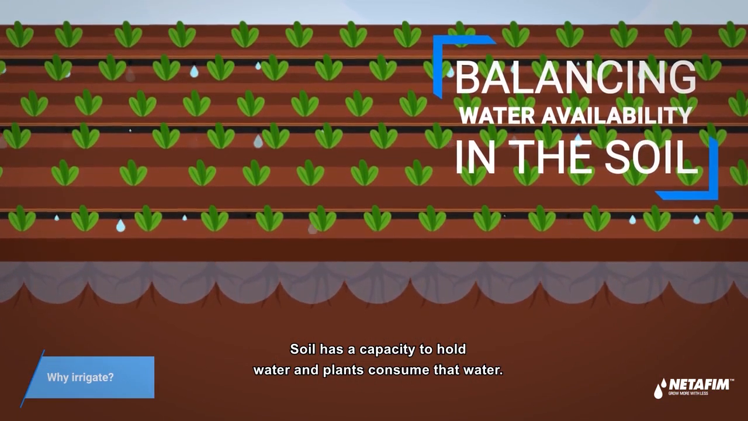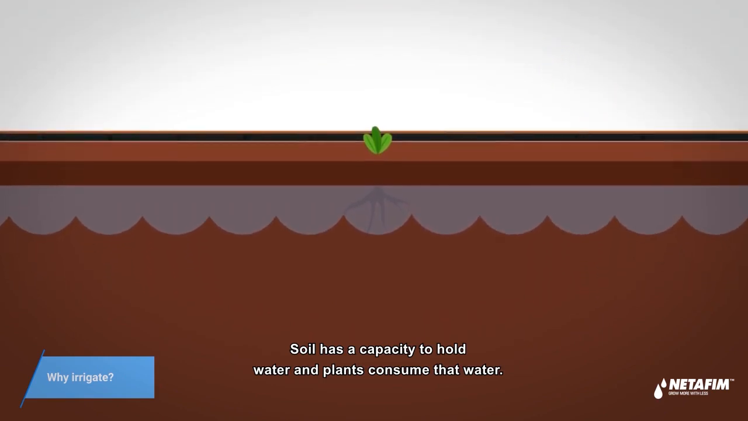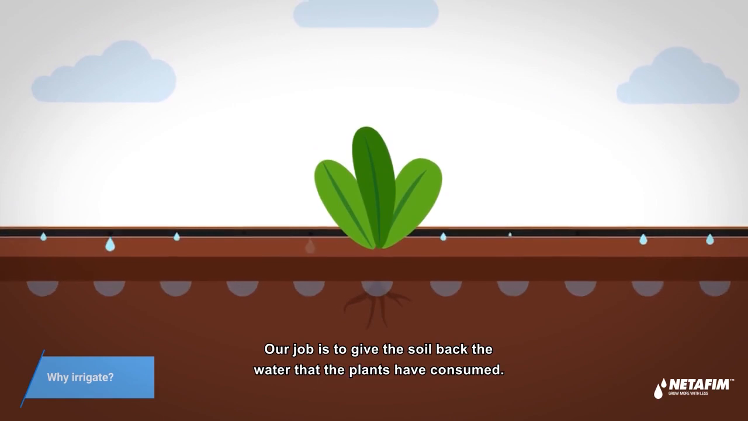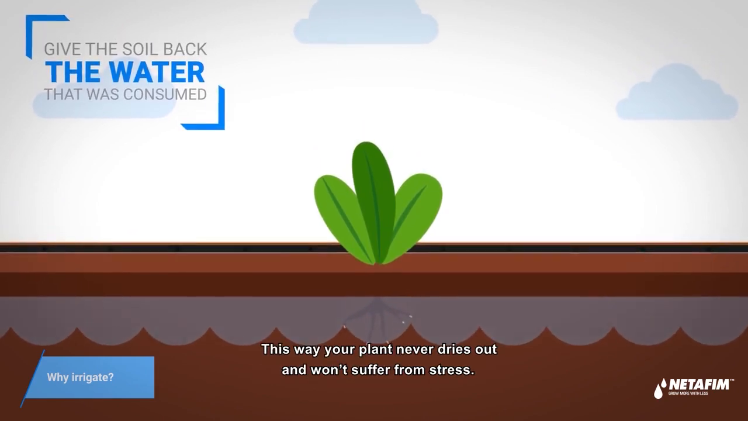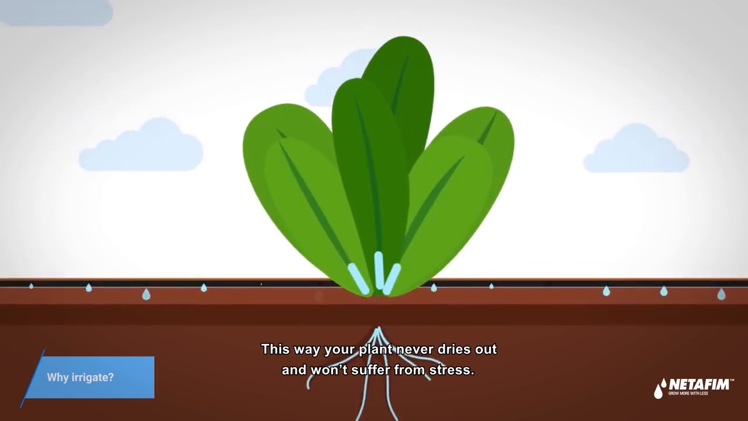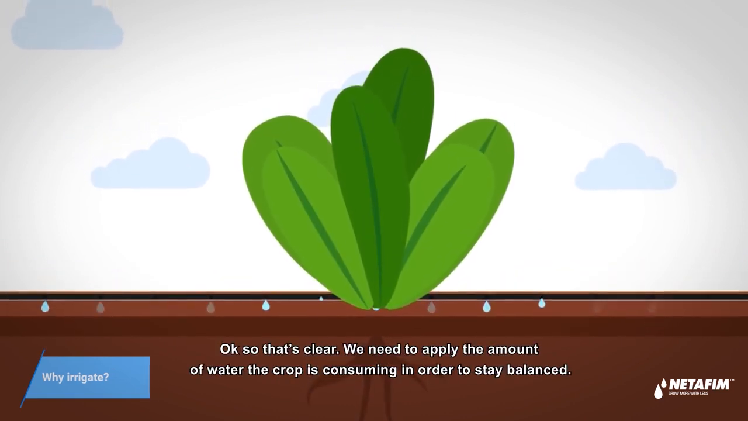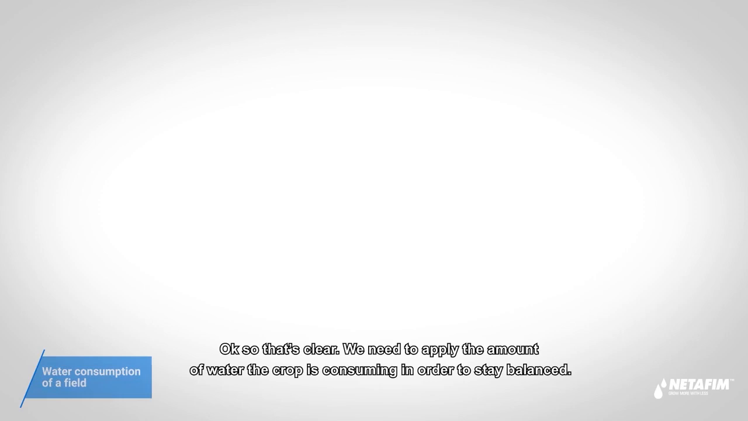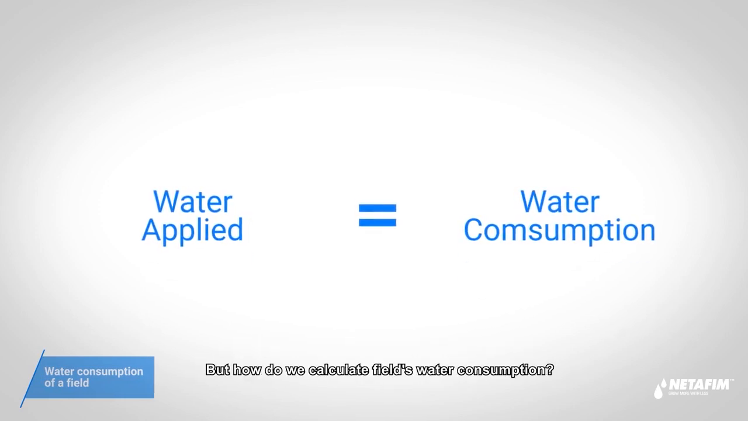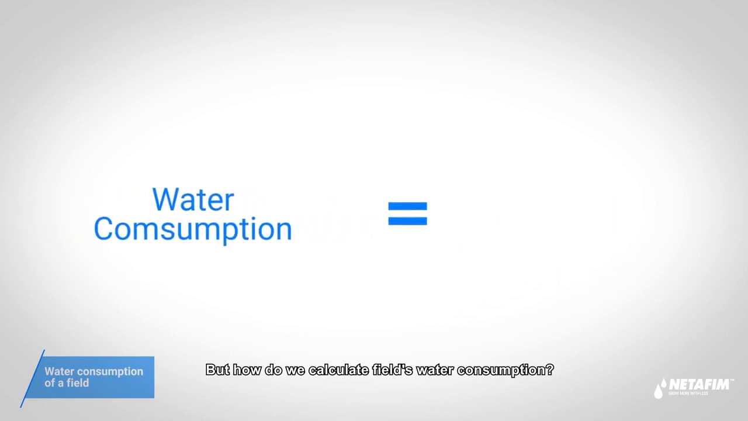Soil has a capacity to hold water, and plants consume that water. Our job is to give the soil back the water that the plants have consumed. This way your plant never dries out and won't suffer from stress. Okay, so that's clear. We need to apply the amount of water the crop is consuming in order to stay balanced. But how do we calculate field's water consumption?